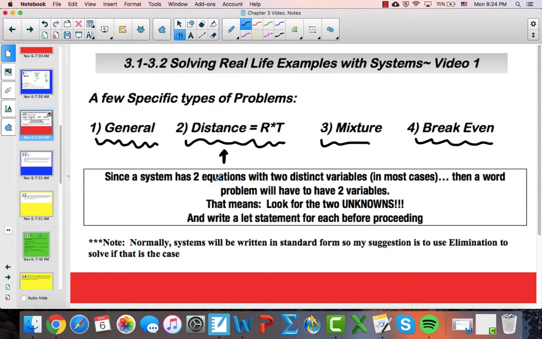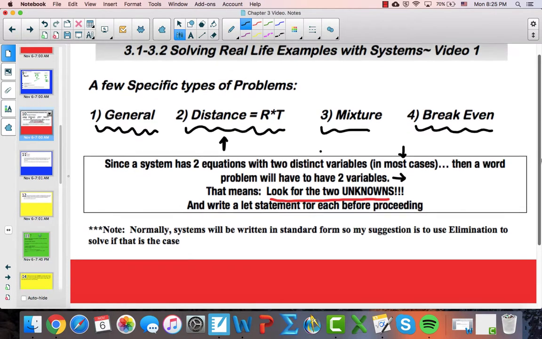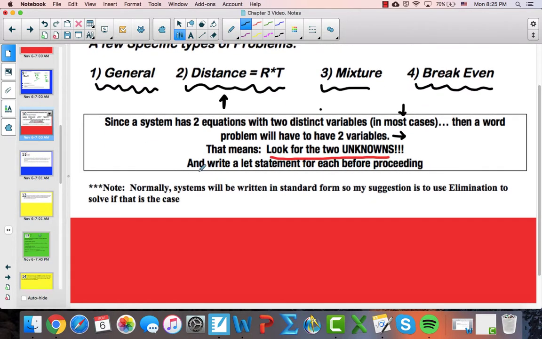Since a system has two equations with two distinct variables, in most cases, remember there are some that just have one variable, then a word problem will have two variables. That means that you have to look for two unknowns. I've told you over and over this year that you look at the question being asked for the unknowns. It's not always evident, but usually it's in the question. And then you must write a let statement stating your variables before proceeding.